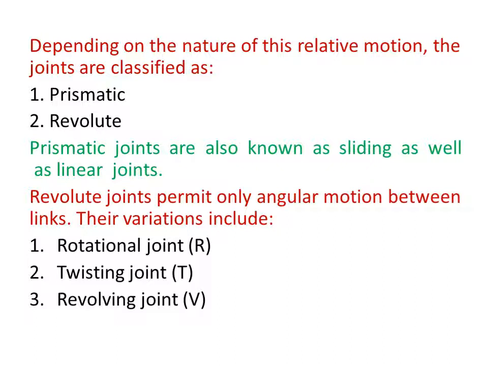angular motion between links. So their variations are shown here: the rotational joint, which is denoted by R, the twisting joint T, and the revolving joint V. So a rotational joint is basically identified by its motion or rotation about an axis perpendicular to the adjoining links. Now here the length of the adjoining links does not change, but the relative position of the links with respect to one another changes as the rotation takes place.